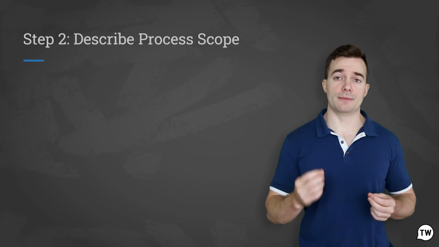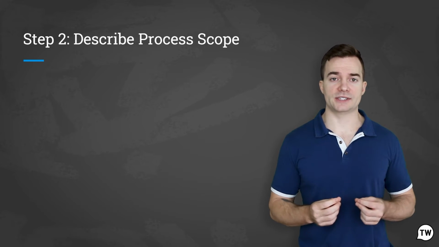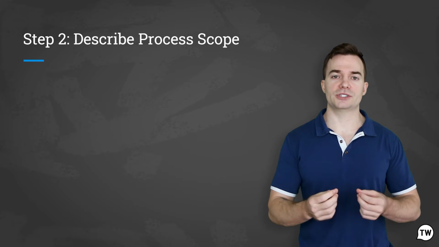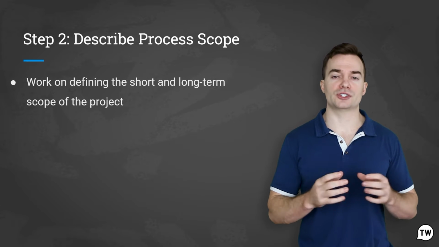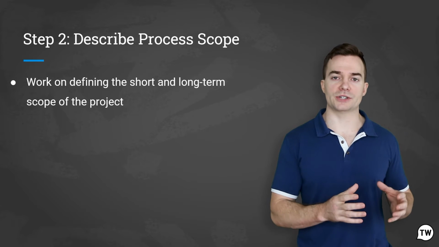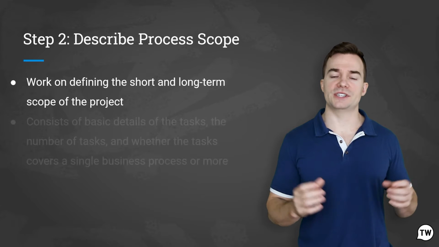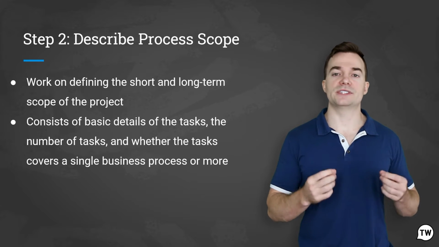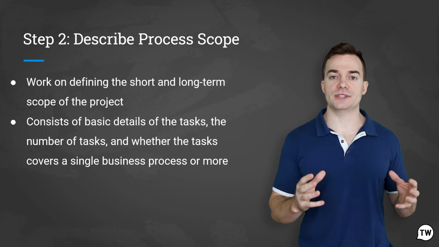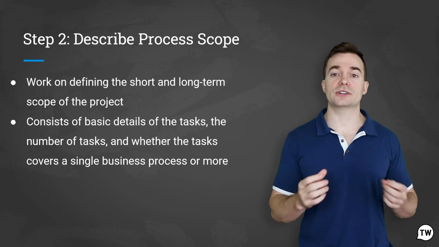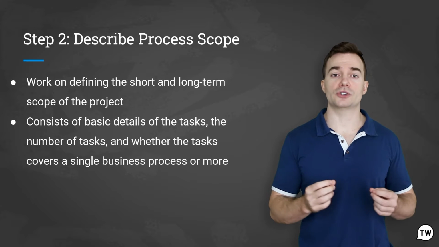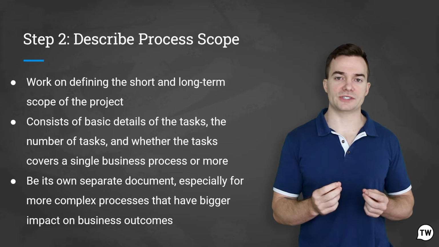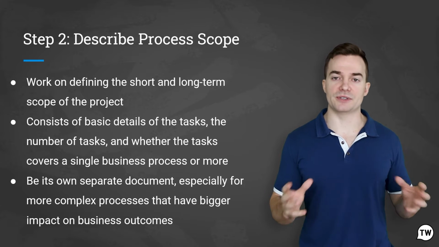Now we come to step number 2 of this document writing process. It's set to describe process scope. Once you have a clear description of the project and its purpose, work on defining the short and long-term scope of the project. The project scope consists of basic details of the number of tasks and whether the task will cover a single business or technical process or a series of processes. The scope should also be its own separate document, especially for more complicated processes that will have a bigger impact on business outcomes.